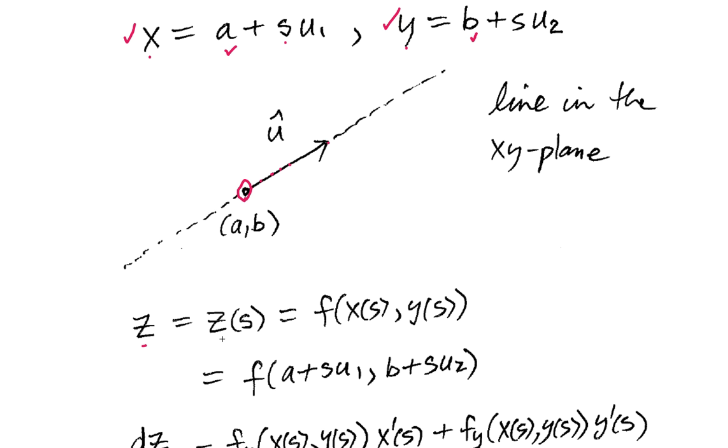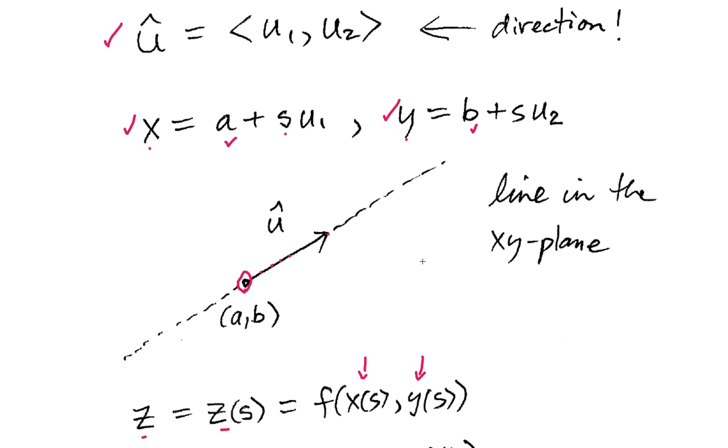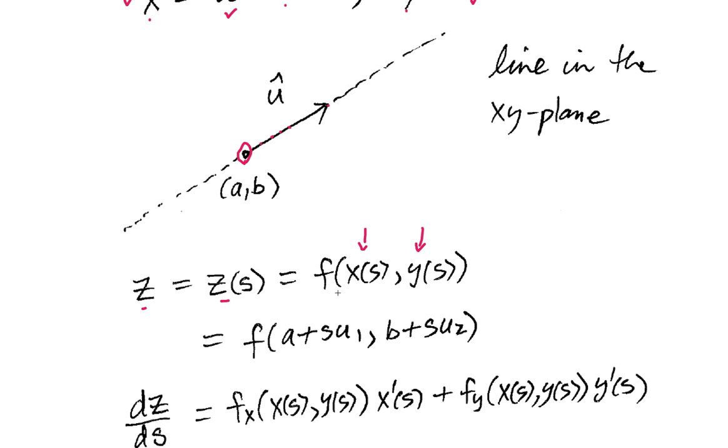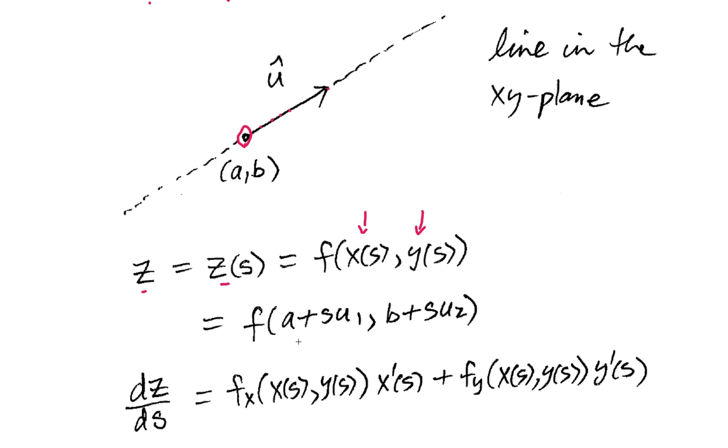z is actually a function of s then, because I'm taking those values of x and y and dumping them into f and evaluating, right? So z is a function of x and y. So you see the ultimate independent variable here is s. And now I've written explicitly what that is. Well, x was just a plus s times u sub 1. y was b plus s times u sub 2.